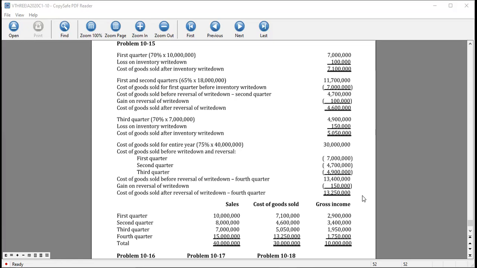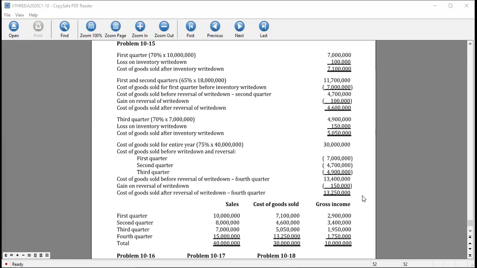So for the first and second quarters, the cost rate is 65% of the total sales for the two quarters. So we have the cost of goods sold equal to 11,700,000. Then we deduct the cost of goods sold reported during the first quarter of 7 million before the write down. So we have the cost of goods sold before reversal of write down during the second quarter. It's 4,700,000.